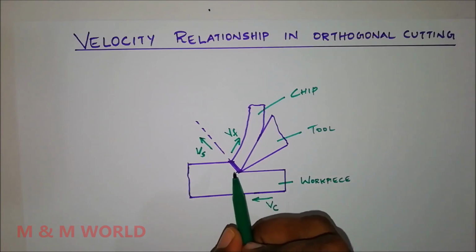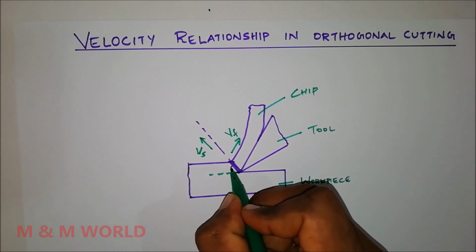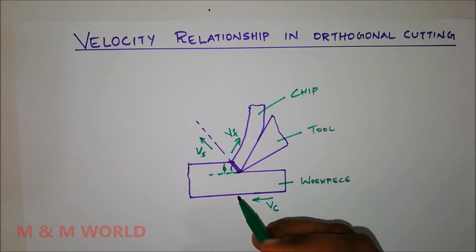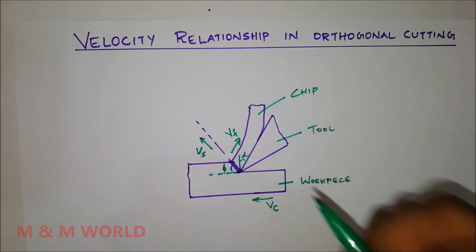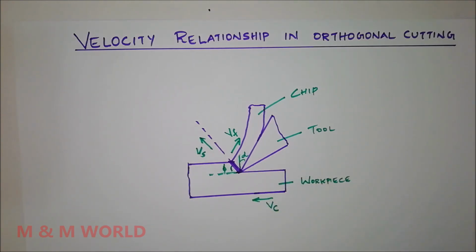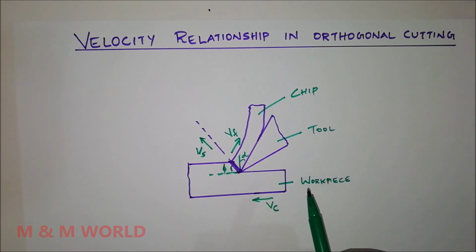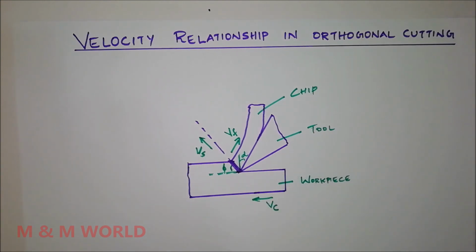Now this is the shear angle phi, and this will be alpha. This angle will be alpha, that is the rake angle. So these are the three velocities: VC, VS and VF.